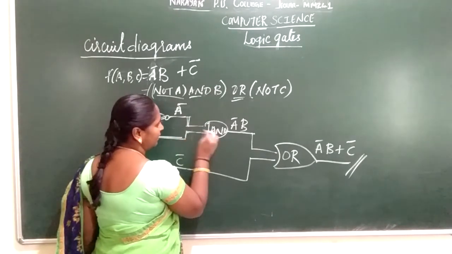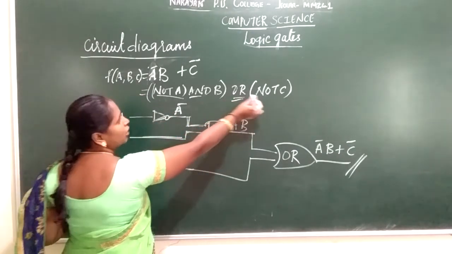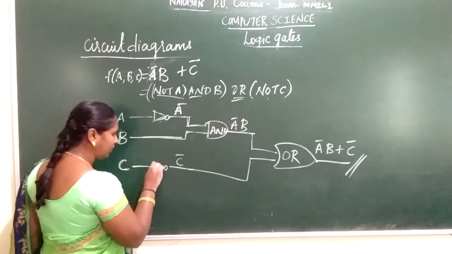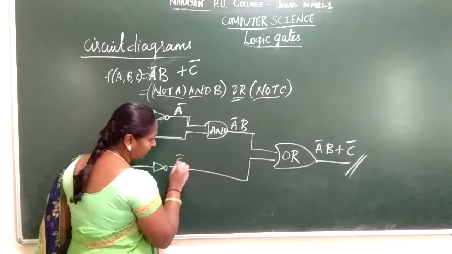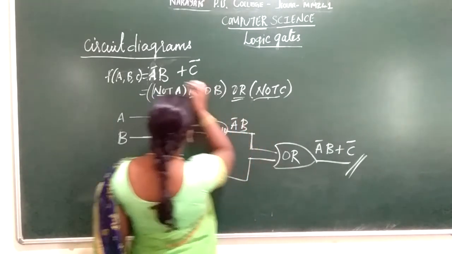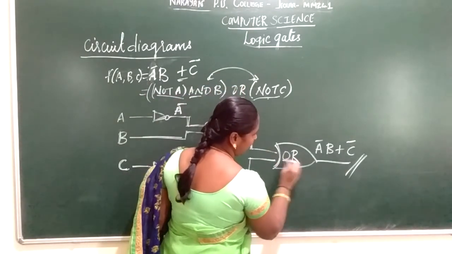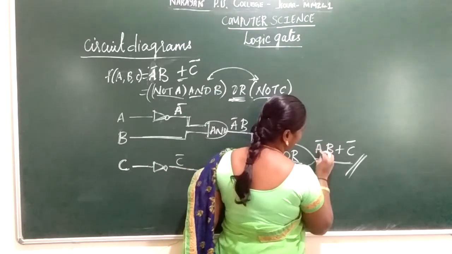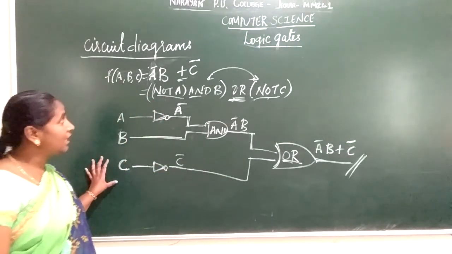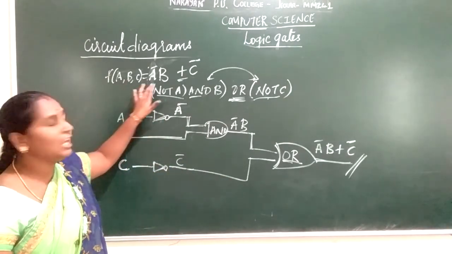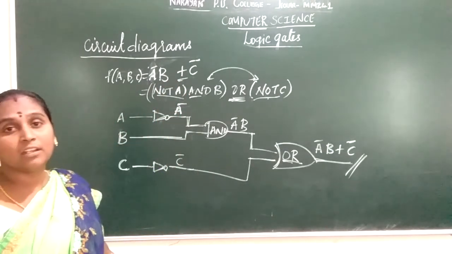So these two should be ANDed. So that becomes AND of a bar b. Next, this should be ORed with not of c. So c is there, I have taken it directly and applied the NOT operator, not of c. So I have used a NOT gate. So c bar. So these two should be fed to your OR gate. So I have used an OR gate, and the result is nothing but a bar b plus c bar. So this is your logic diagram or logic circuit for the given expression a bar b plus c bar. So we have solved 4 examples under logic circuits or circuit diagrams.